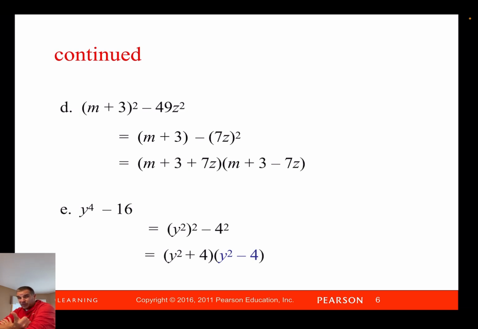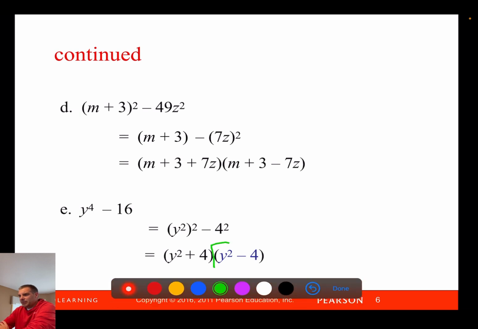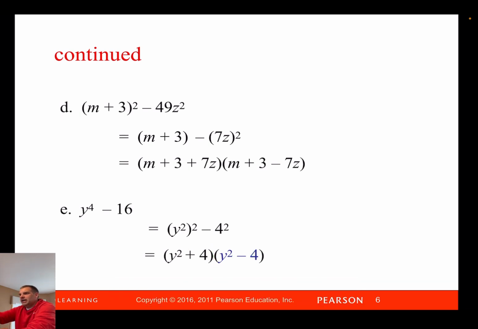Well, 4 is a perfect square, and x squared is a perfect square as well. So we can look at this second part here, and that second part is a difference of squares. So we could factor that part as well. In fact, we have to. Notice the other one's a plus, and since it's a plus, there's nothing we can do with it. This one is a minus, so we can factor this second part as well. When we factor that second part, it becomes x plus 2, x minus 2. And now this is completely factored as far as differences of squares. So you've got to be a little bit careful sometimes when you're doing these.